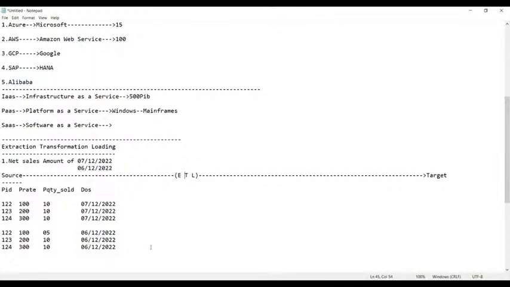So now, guys, tell me, to find out the net sales amount of 7th December 2022, do you require the product ID? No, we don't require the product ID. We can ignore it. Do we require the product rate? Yes. In fact, without the rate, how can you find out? So I'm pulling in the product rate here.